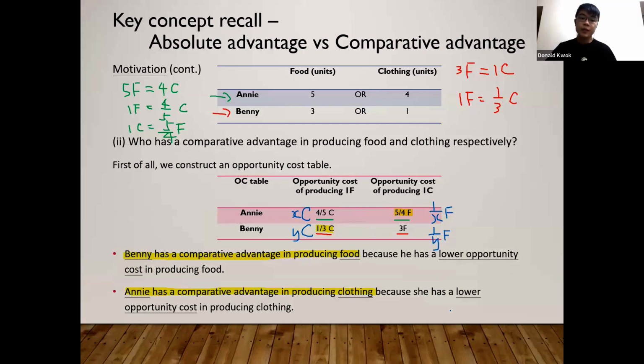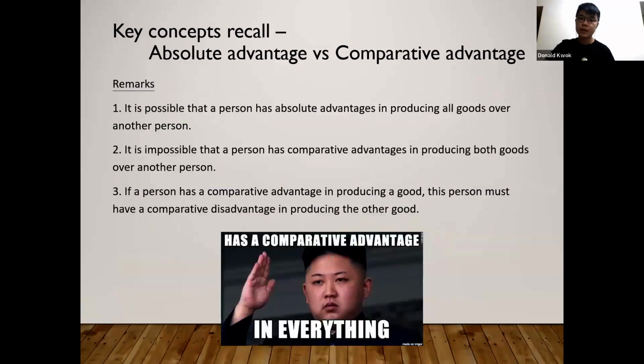Further assume that Benny has a comparative advantage in food production. This means that he has a lower opportunity cost in producing food, and this means that X will be greater than Y. By some properties of inequalities, and since both X and Y are positive, we must have 1/X smaller than 1/Y, which means that Annie has a lower opportunity cost in producing clothing than Benny. So from this, we know that a person cannot have comparative advantage in producing all goods. All right, so this is about the remarks here.